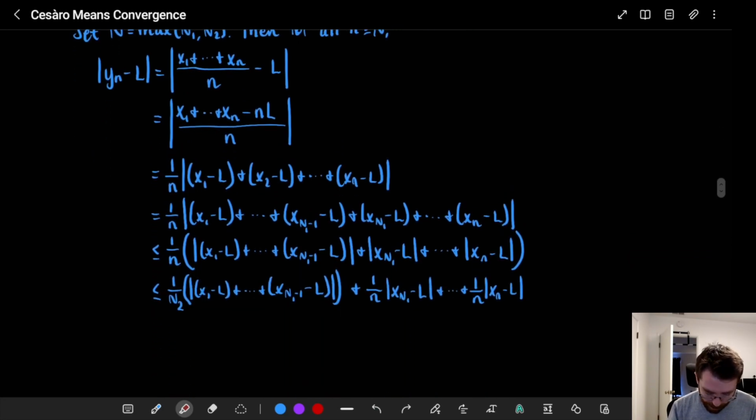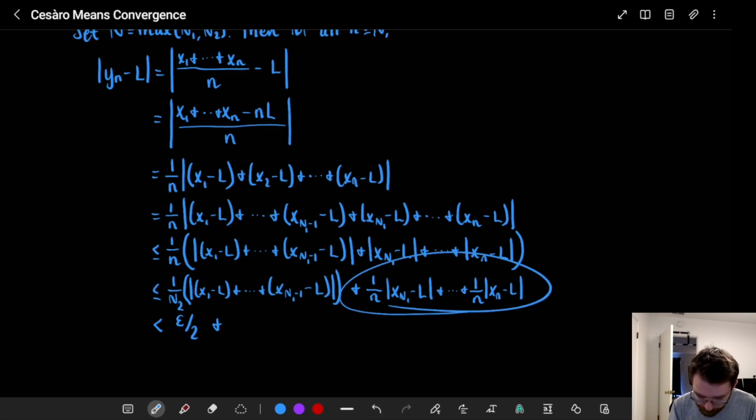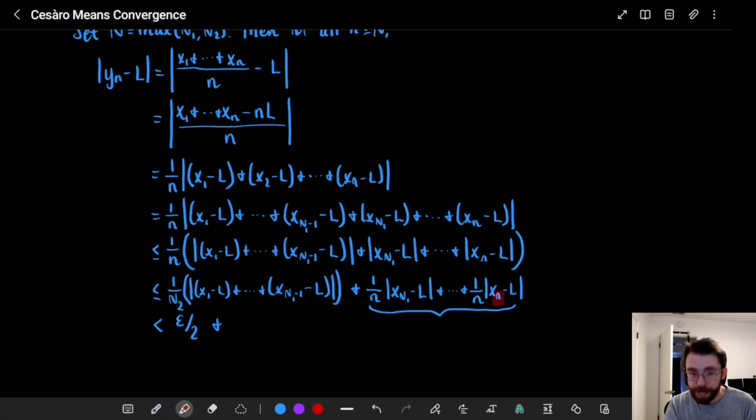So once we have that, I can write this next line. I can say, okay, this is less than epsilon over 2 plus, right, so that's just for this term. For the rest of the terms, how many things do I have here? Well, it ends at index little n. It started at index big N1. So it's little n minus big N1 plus 1. That's how many terms there are. Take a second to think about that if you need to. This is n minus N1 plus 1 terms.